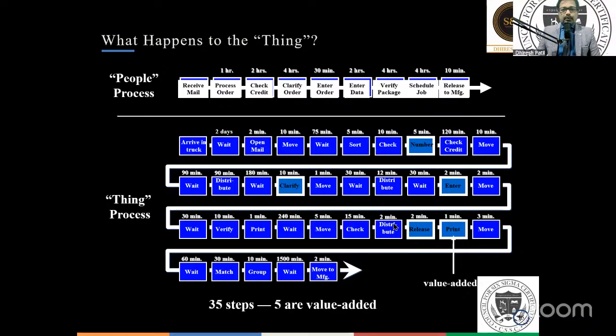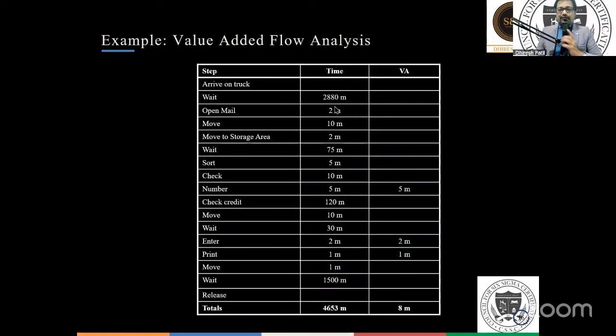In a nutshell, what they have done is the total time, let's say waiting time is 2,800 minutes. So the 2 days waiting time, they have converted to minutes. Then opening the mail 2 minutes, moving 10 minutes, etc. On the third column, how much time is actually value added? Let's say giving a number is value added. Let's say it takes 5 minutes, so it is value added. Entering is value added. Printing is value added. So in this entire time, value added is very limited. Only 8 minutes total.